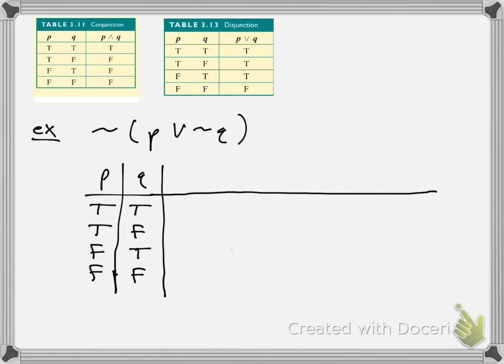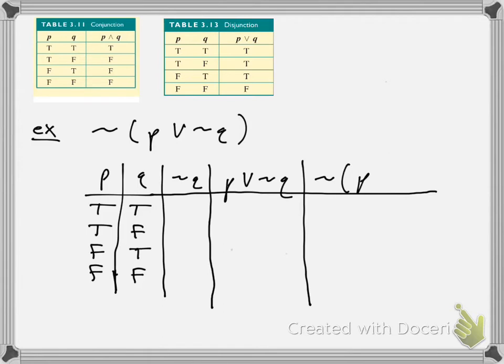So first, let's calculate, looks like we're going to have to know not Q, right? Because that's one of my choices here. Then we're going to do what's in parentheses first, so the next thing I would calculate is P or not Q, which is the thing in parentheses. So I'm slowly calculating one step at a time. And then at the very end, I'm just going to need to know not whatever that is. So when I get this column, I'm just going to change it from true to false or false to true because of the not.